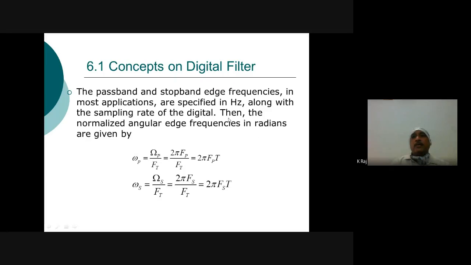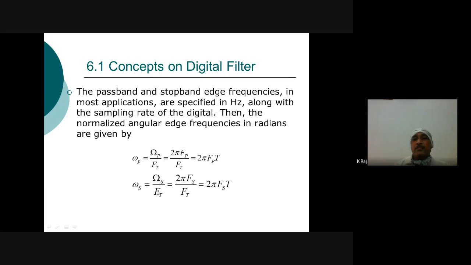The pass band and stop band edge frequencies in most applications are given in hertz, so they have to be converted into radians, that is, angular edge frequencies. Omega p is given as capital omega p divided by F_T, or F_s, which equals 2 pi F_p divided by F_T, the sampling frequency, and this may be written as 2 pi F_p multiplied by T, the sampling time period.